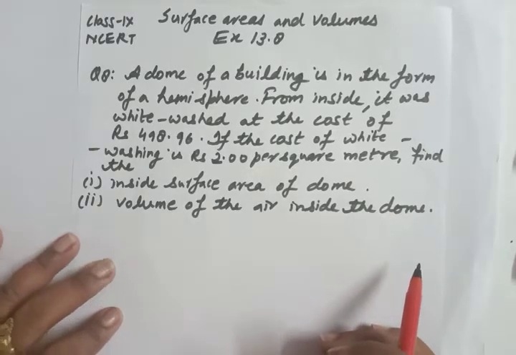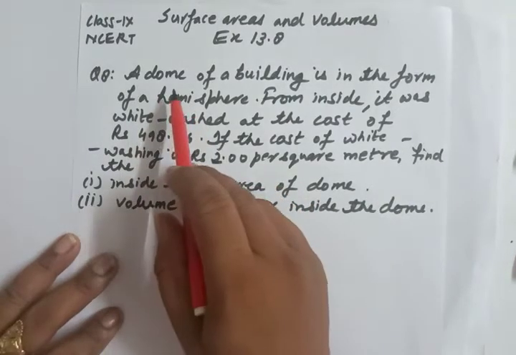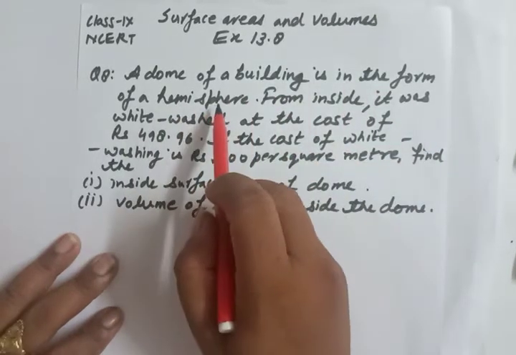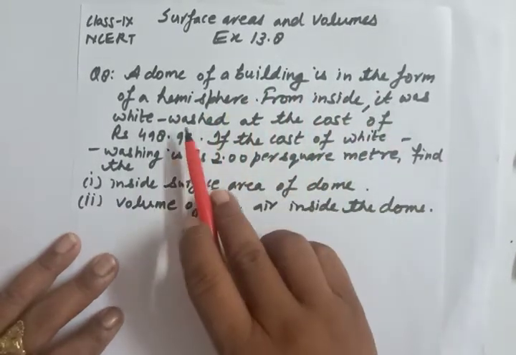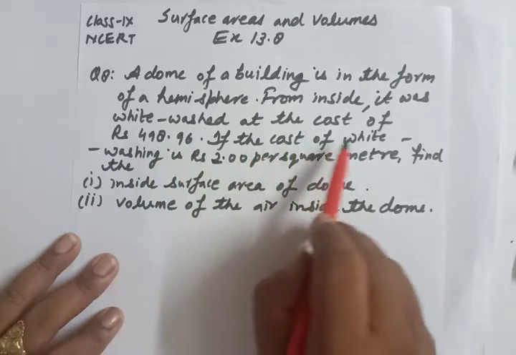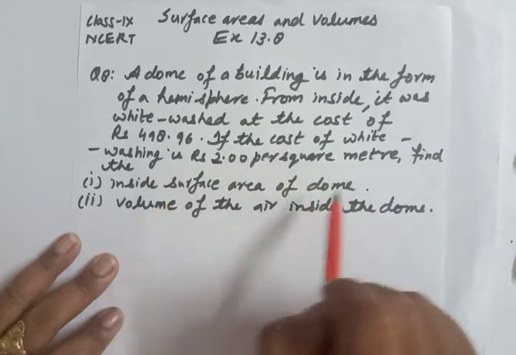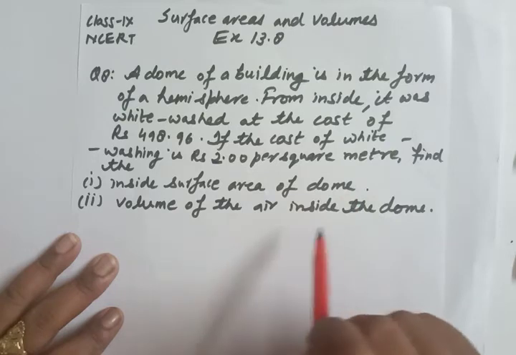Hello students, chapter Surface Areas and Volumes, exercise 13.8, that is related to the volume of sphere as well as hemisphere. I have taken question number 8 of exercise 13.8 from NCERT. The question is, a dome of a building is in the form of a hemisphere. From inside it was whitewashed at the cost of rupees 498.96. If the cost of the whitewashing is rupees 2 per square meter, find the inside surface area of the dome and the volume of the air inside the dome.